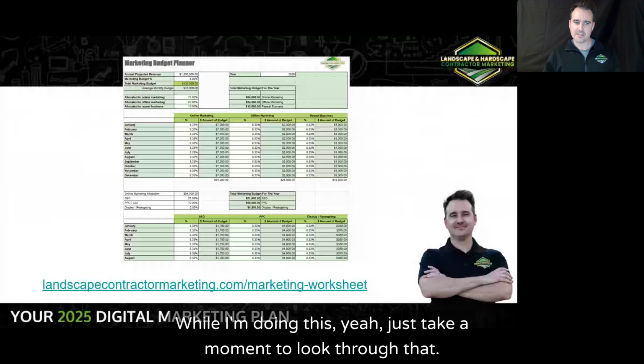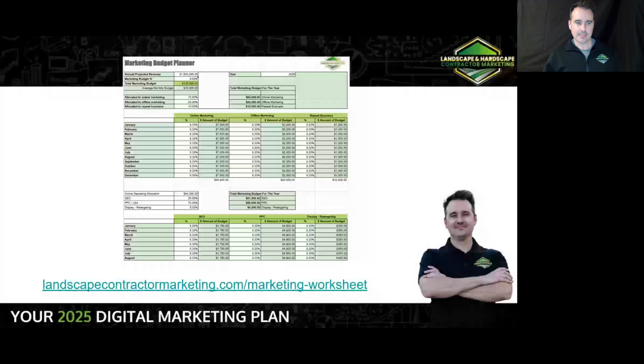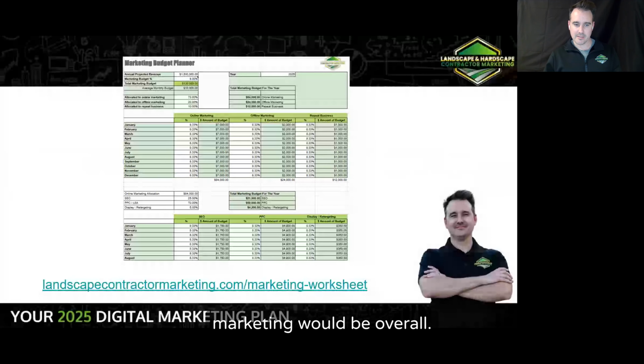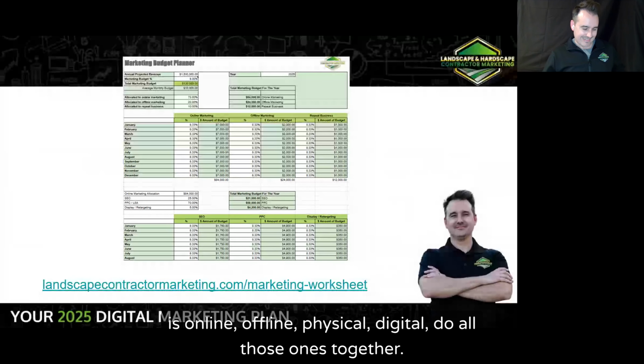While I'm doing this, just take a moment to look through that. Put in your numbers. Again, base it off your annual revenue. Put in what you think your percentage spend on marketing would be overall. This is online, offline, physical, digital. Do all those ones together.